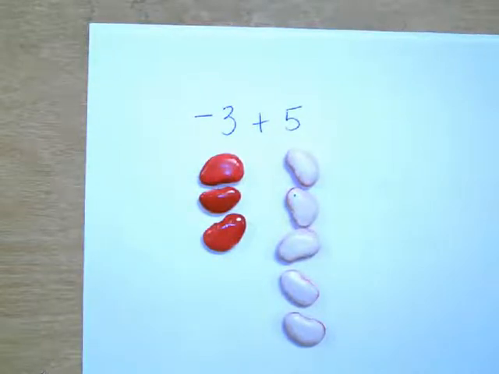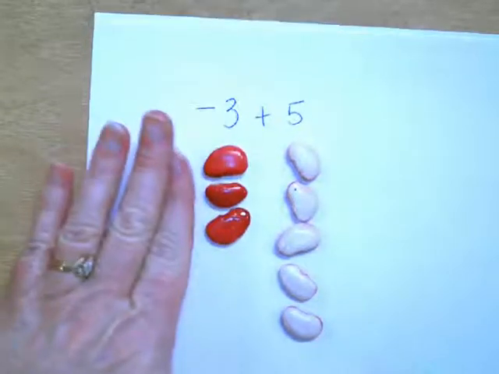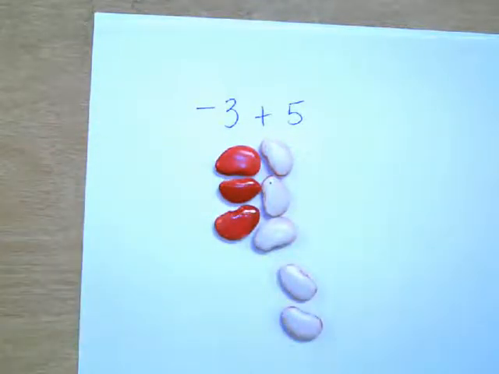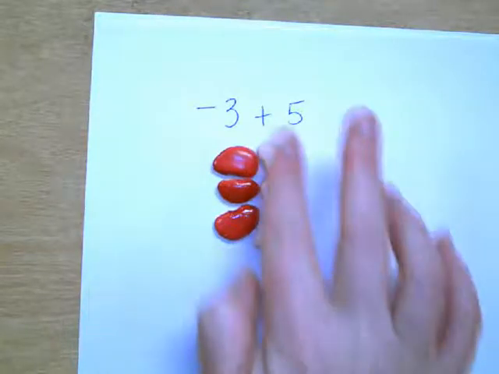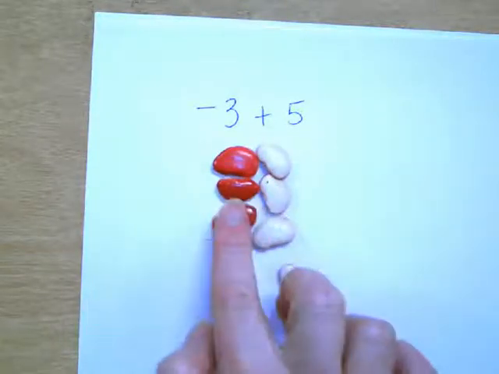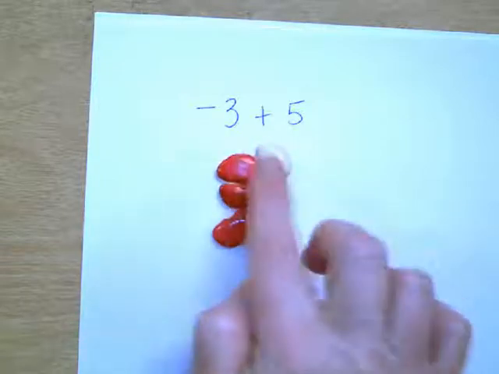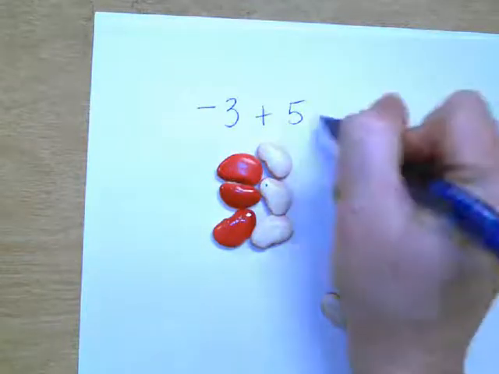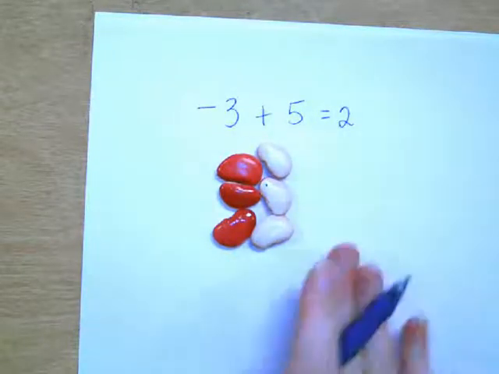And then what I can do is I can make a 0 pair. Because if I have a -3 and we add to it a +3, I get back to 0. Okay, 3 plus -3 brings us back to 0 as well. And so we can create those 0 pairs. They cancel each other out, they eliminate each other, and what we have left would be our answer, which is a +2, because there are 2 white beans.